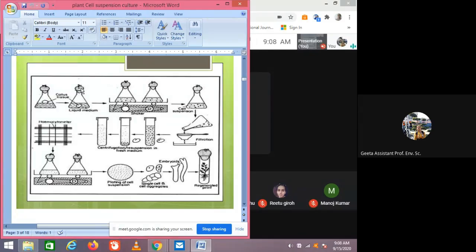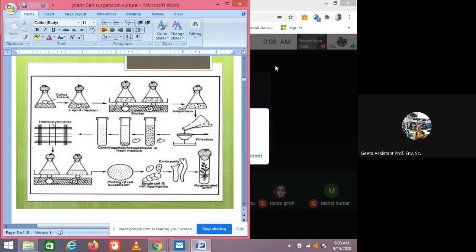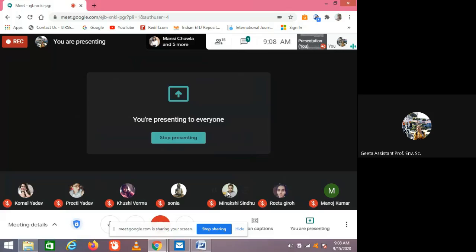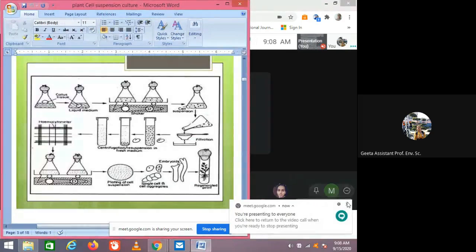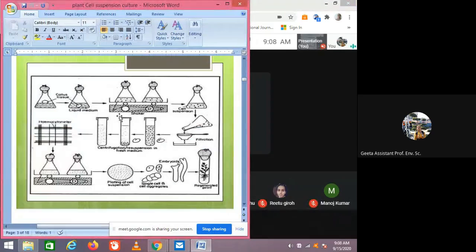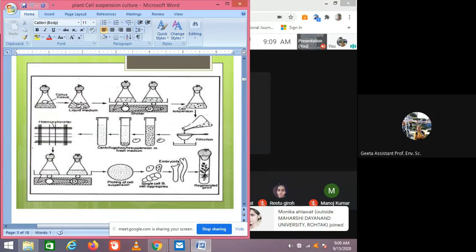This liquid media also contains all the nutrients which are required for the growth of this particular callus, except, क्या होगा इसमें, that is, it is devoid of agar-agar, it doesn't contain any agar-agar, because agar-agar is used for the solidification of the media. So devoid of agar-agar, all the nutrients are present in the liquid media.